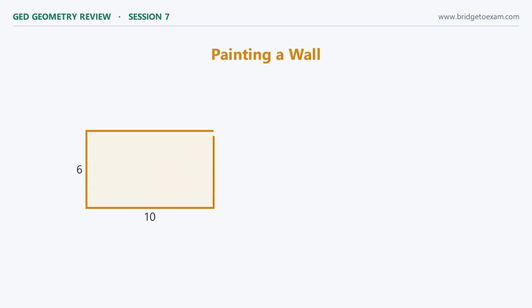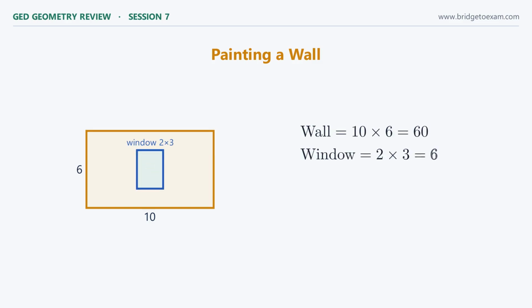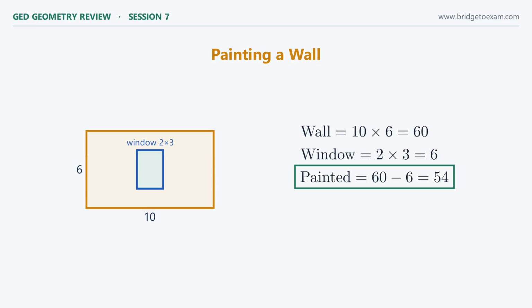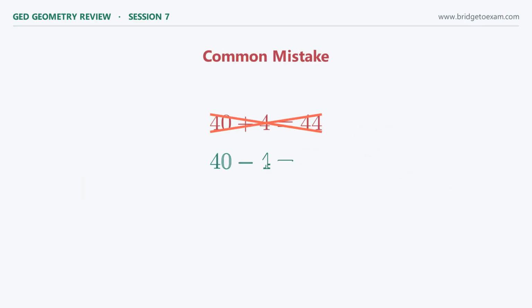Here is a real-world one. A wall is 10 by 6, and it has a 2 by 3 window that is not painted. The wall is 60. The window is 6. Painted area is 60 minus 6, which is 54 square units. The classic mistake is adding the cutout instead of removing it. If the problem says a piece was removed, taken out, or is a window or door, that area is subtracted.